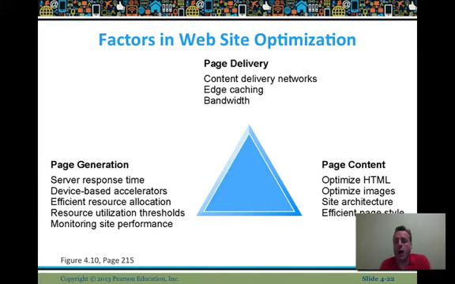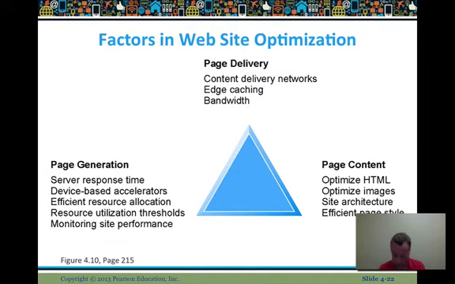Okay, so optimizing your web page. We talked about this a little bit before. If you look at it at the granular page level, you're going to be generating pages, delivering pages, and there will be content on pages. And each of these has their own components that are impacted by and can be tuned to be highly optimized.